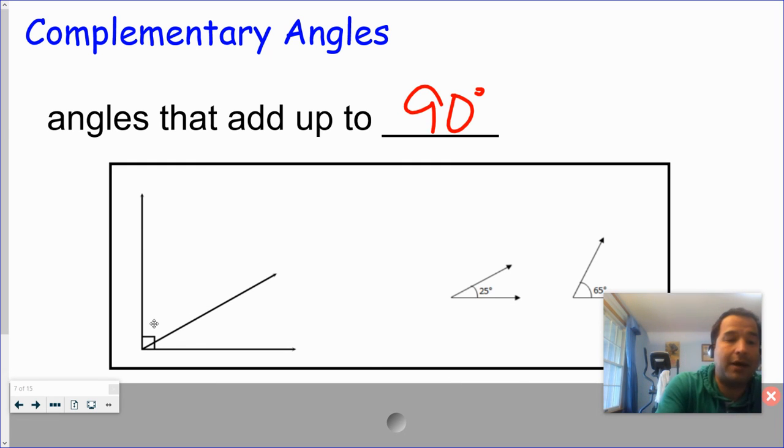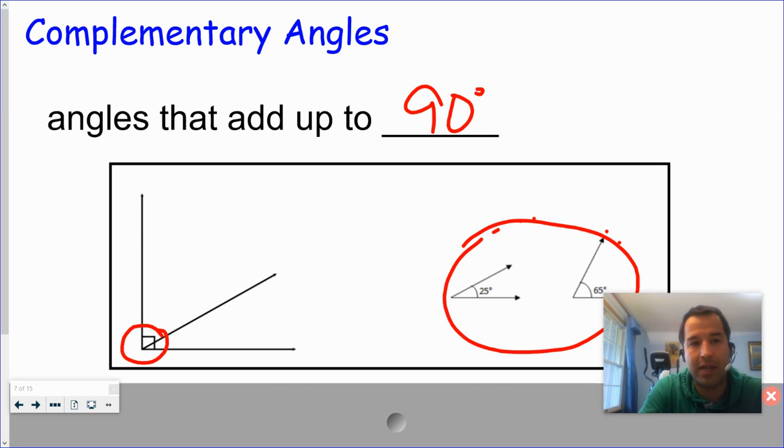Now, I love how they actually put the square here. See that square right there? That square implies that this is a right angle. You really need to have that to know if it's really a right angle. Otherwise, you just don't know. They might look like it. It might be 89, it might be 91 degrees, not exactly 90. It should always have that right angle. For example, 65 and 25. 65 plus 25 add up to 90 degrees. These two are complementary angles.